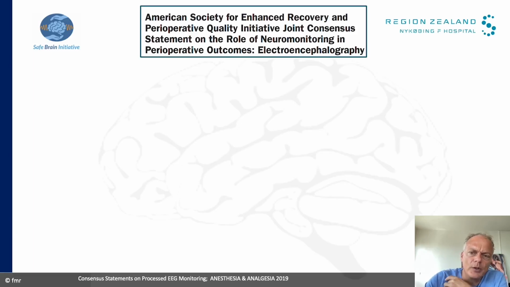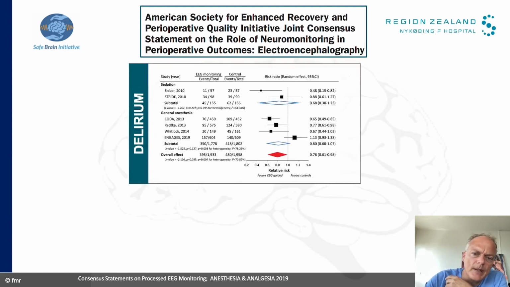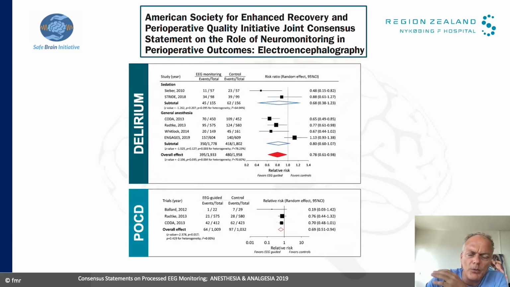And overall, even when you include the ENGAGES trial, which you could also exclude or maybe even count as a positive study, you can still see in the meta-analysis that for the recommendation of EEG monitoring or processed EEG monitoring, there's still an overall positive effect in regard to the prevention of postoperative delirium, but also in regard to the prevention of POCD.